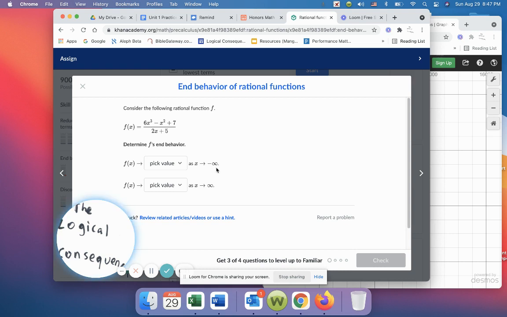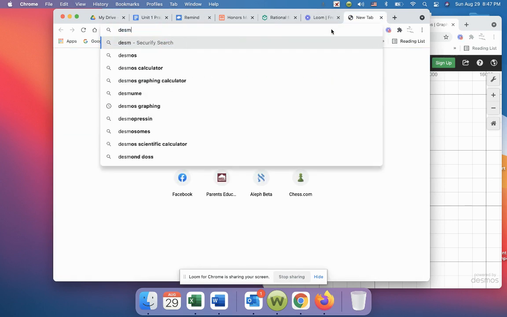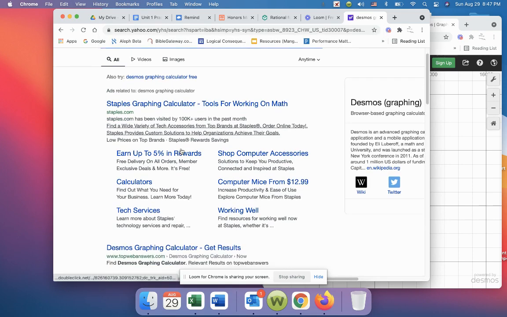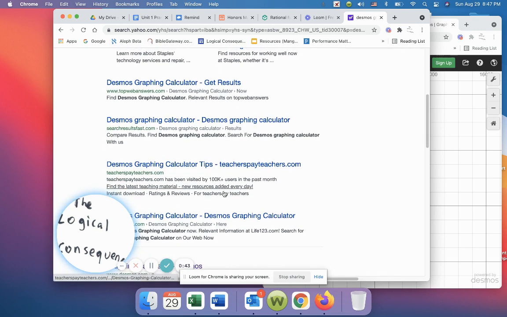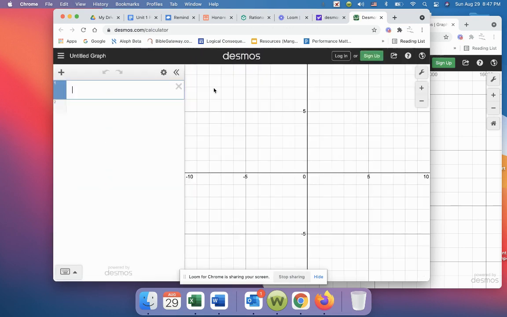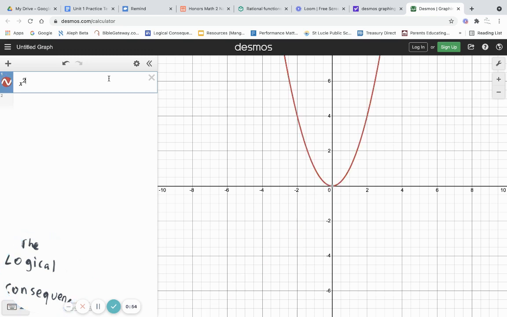Negative infinity means as x goes to the left, and positive infinity means as x goes to the right. It's either going to be going high or low. Let me do a very simple example. I love using Desmos's graphing calculator. It's a good way to visualize, and it's a graphing calculator that you can use, and it's free. If you have your own graphing calculator, use that, okay? All right, so here I'm at a graphing calculator. Let's go to the simple function x squared.